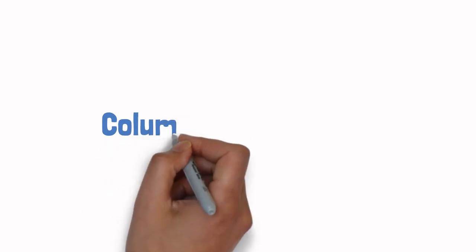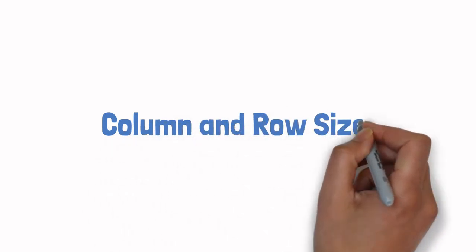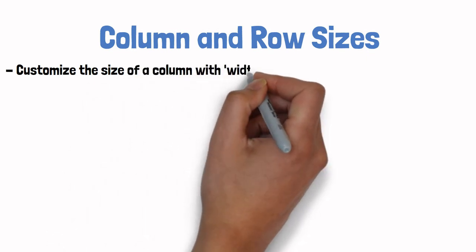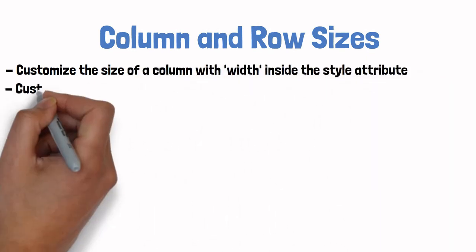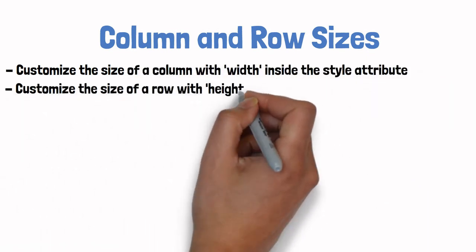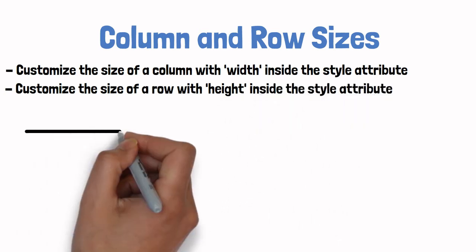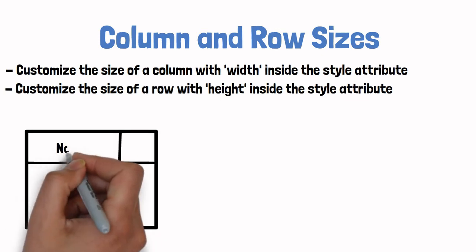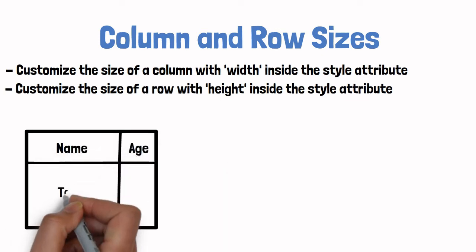Now let's see how to control the size of columns or rows. The way we customize the size of a row or a column is by using the style properties width and height. Here is a simple table, for example, where we see that the first column is wider than the second, and the second row is larger than the first.